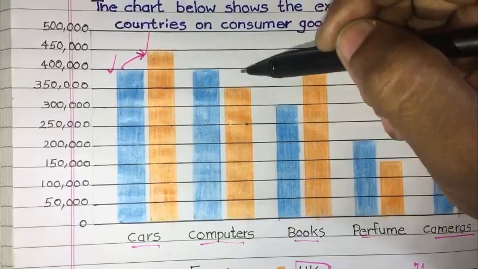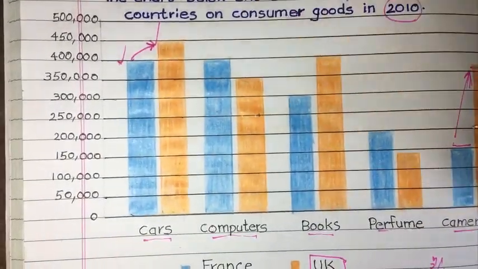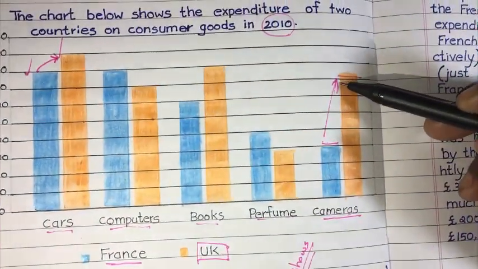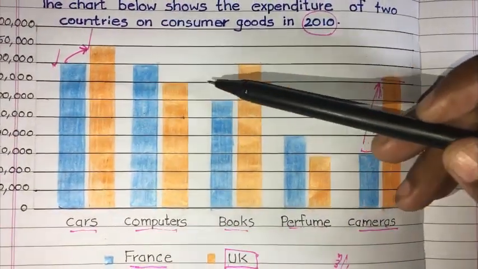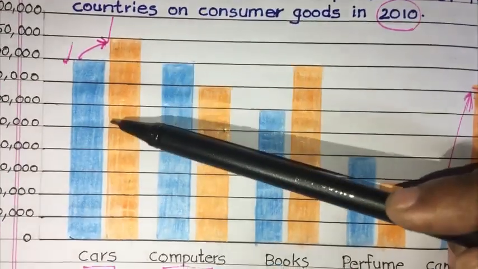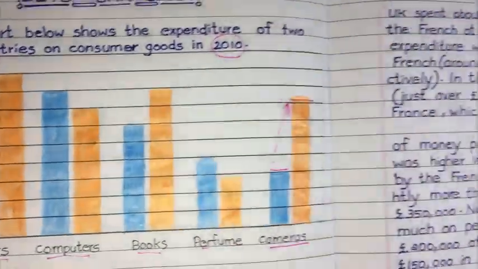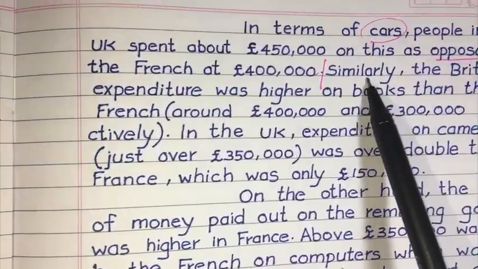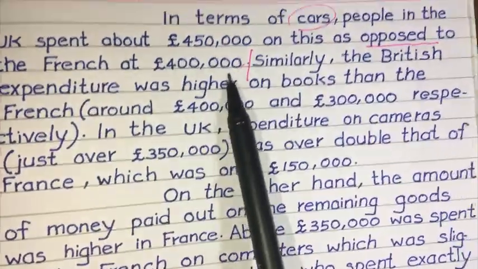So try to find the differences. This difference is negligible, and we have already talked about this one, so we don't have to talk about it. Other differences are also not much, but let's start from here. So I have talked about the cars. And let's move to this part. So I have completed my first sentence.